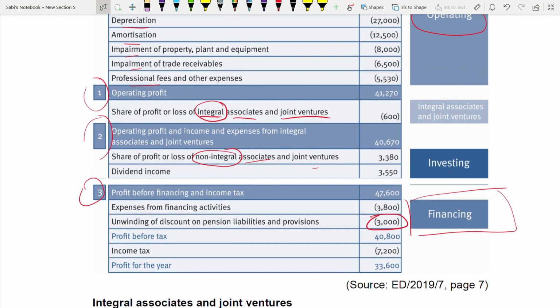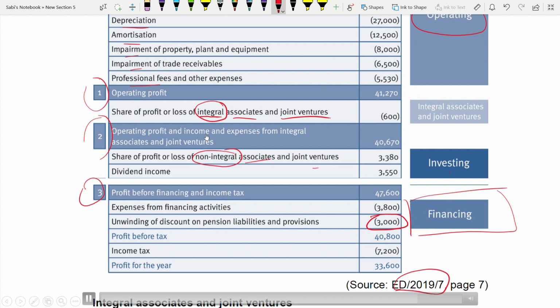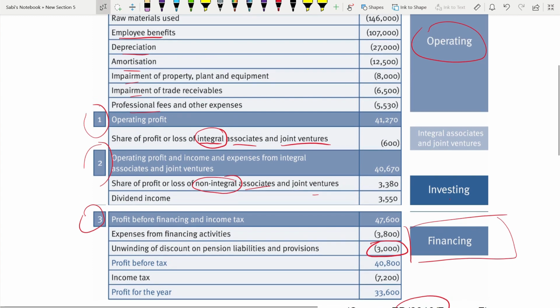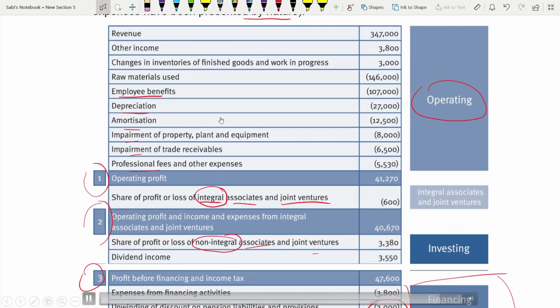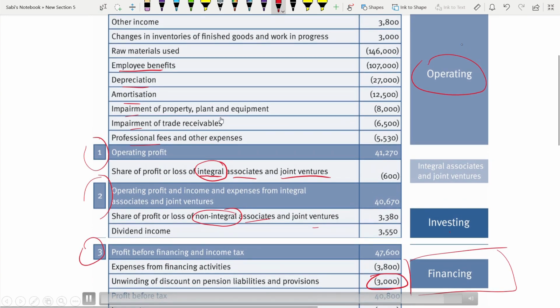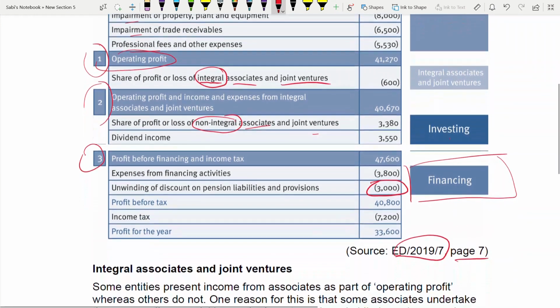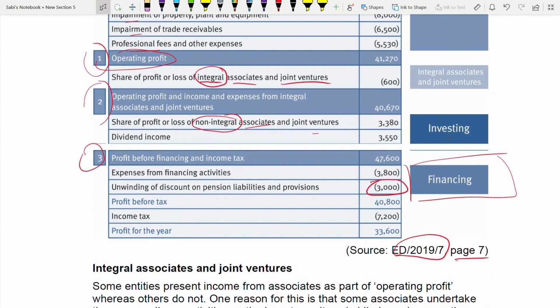So that's it. Now we are going to cover the integral. And if you see what is the source, it is from the exposure draft. ED is exposure draft, and the year is given 2019, page 7. So if you want details, you can go to page 7 and see, but that's not required. This shall be enough. This is just an illustration. You don't have to memorize everything line by line, but at least you should know the three subtotals, what they should be.